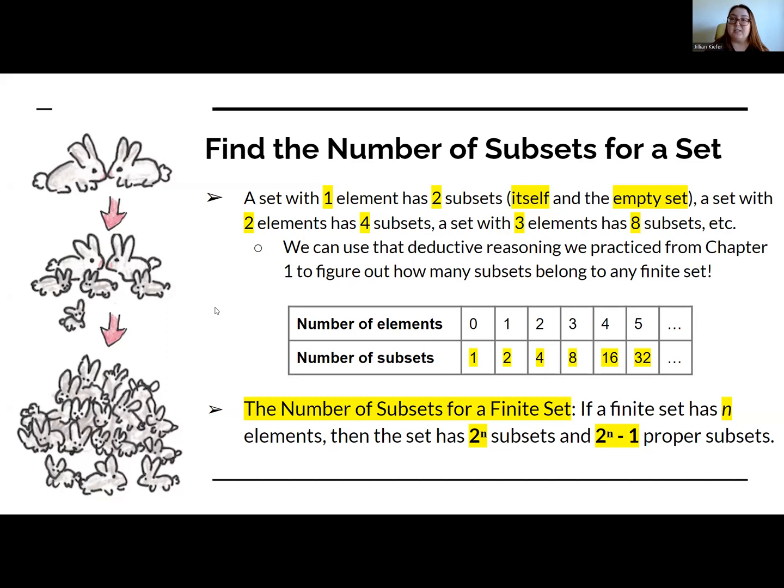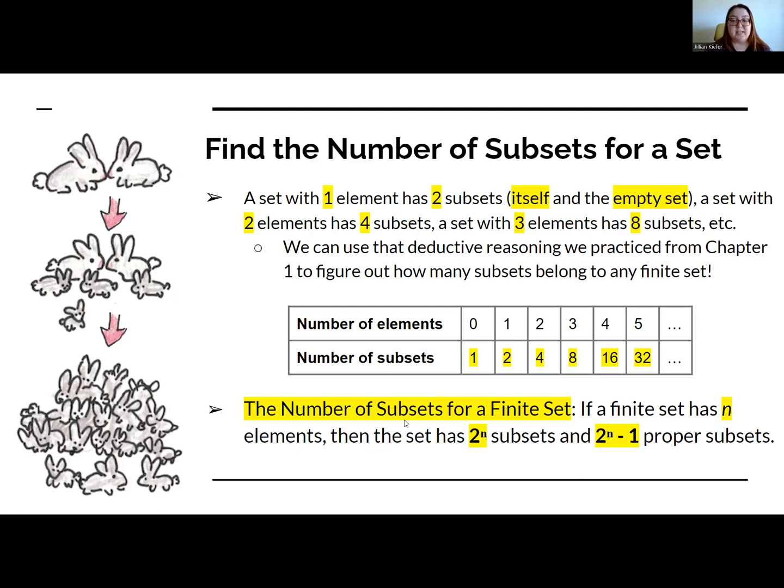We can use our deductive reasoning skills that we learned about in chapter 1 to figure out how many subsets would belong to a finite set. An infinite set would have infinite subsets. But so we have our number of elements. If we have 0 elements, that is the empty set, and it's always a subset of itself. So that's 1 subset. 1 element would have 2 subsets, 2 elements have 4 subsets, 3 elements have 8 subsets, 4 elements have 16 subsets, 5 elements would have 32 subsets, and it just continues on in that pattern.